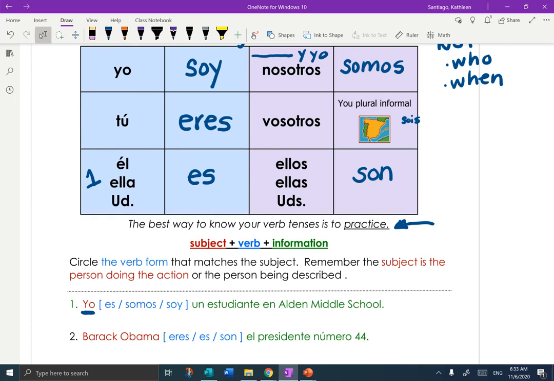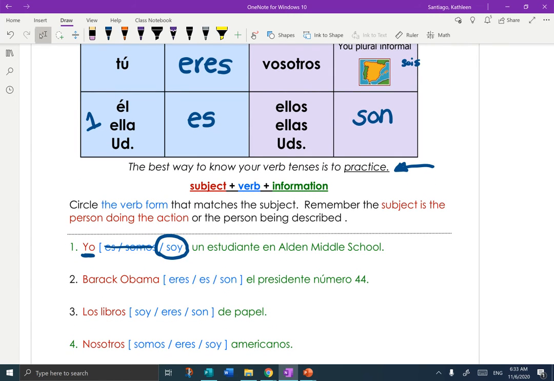Well, all I have to do is go back up to the chart and look. Yo only matches soy. So I'm going to circle soy, put a line through the other ones. Yo soy un estudiante en Alden Middle School. I am a student in Alden Middle School.